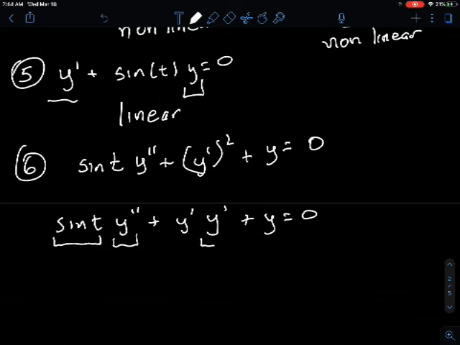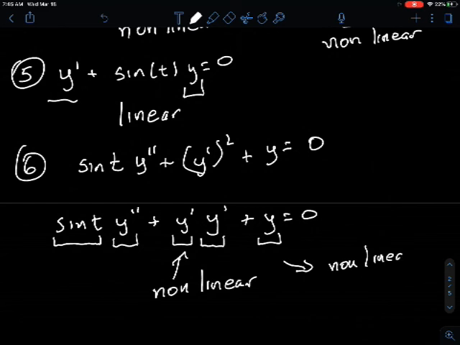So let's go to the next term. In the next term, we see the y prime. But next to the y prime, there's another y prime. We know that we cannot have functions that depend on the same variable. If we have a y prime here, we cannot have a function that depends on y. But we do have one here. So this term makes it nonlinear also. Okay, and this term is fine and the 0 is fine. So we can conclude here that this is a nonlinear differential equation.